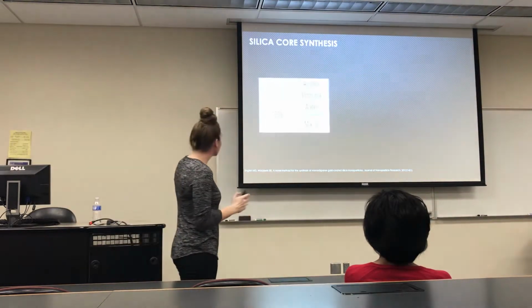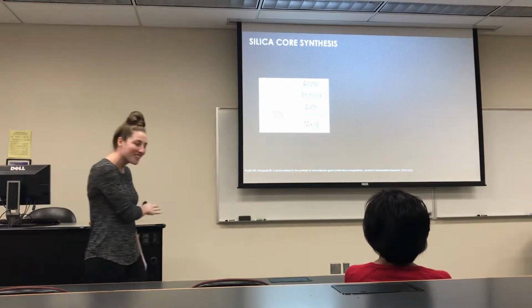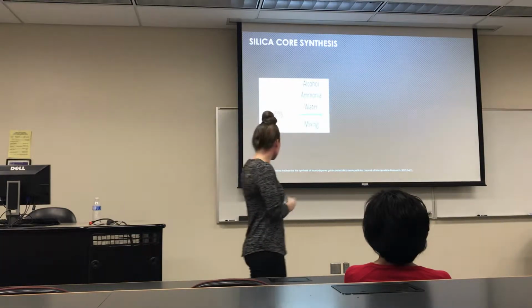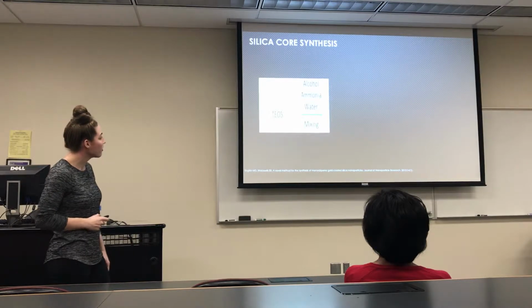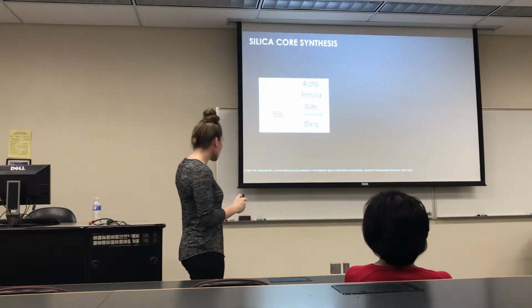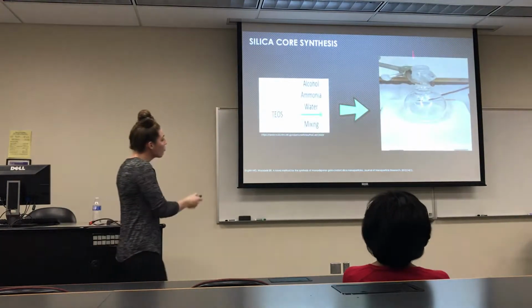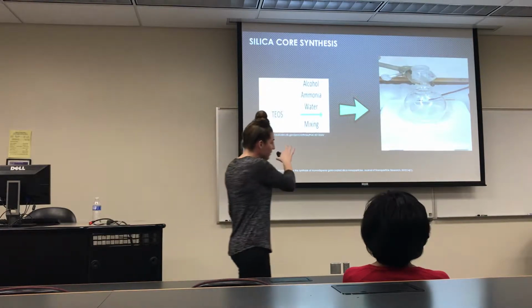So, starting out, we're going to use silica core synthesis, and to do this we use tetraethyl orthosilicate. It's a mouthful, but basically this is just our silica that we're going to be adding into solution. And what we can do is mix that with specific ratios of alcohol, ammonia, and water, allow that to mix in solution, and eventually we will end up with a solution that looks like this, that's white.